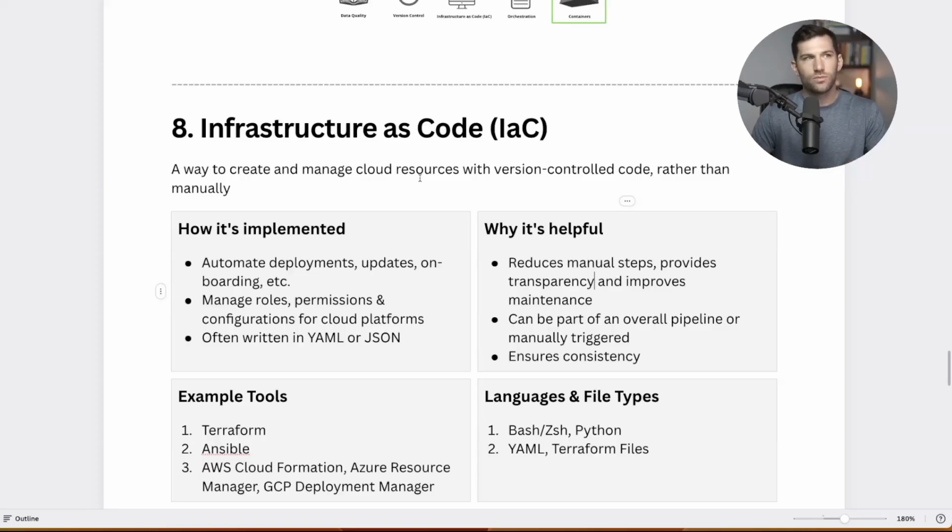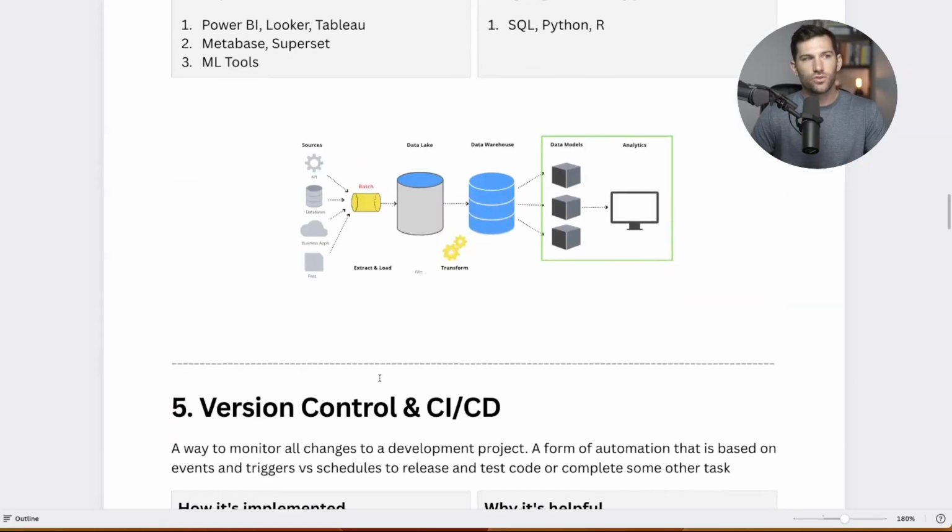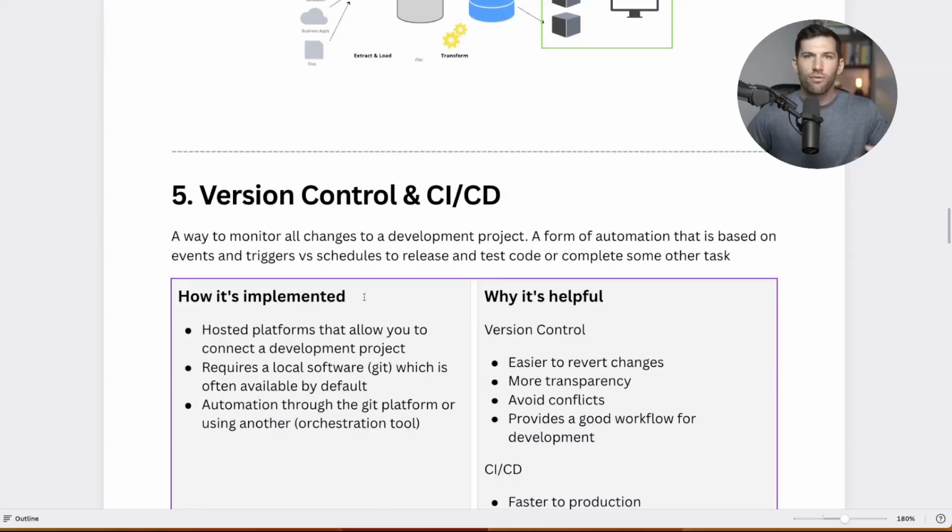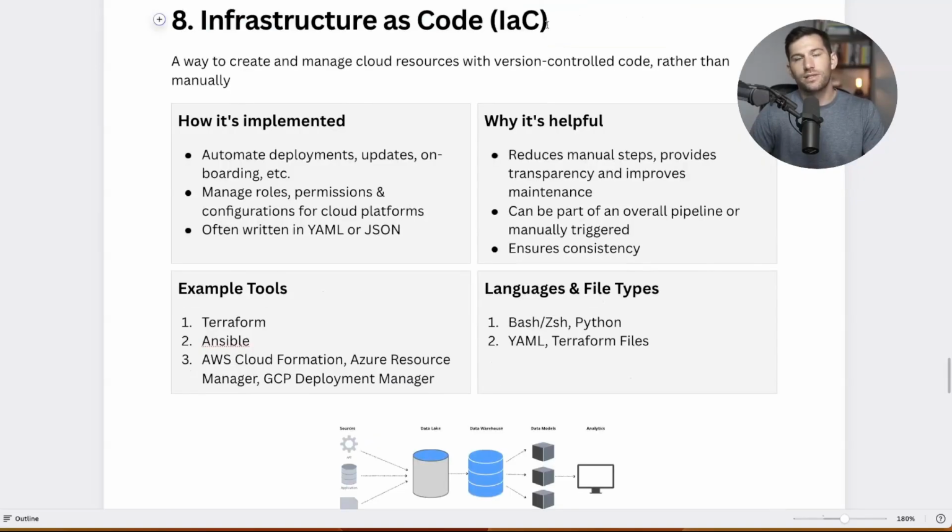And if you combine this with, we go up here with version control and CI/CD, you have that process established. It helps avoid some one person being responsible for all these things. It can be part of an overall pipeline that runs on a cadence, or you just manually trigger these updates. So we mentioned ensures consistency, transparency, reduces manual steps. Really a great feature to have.